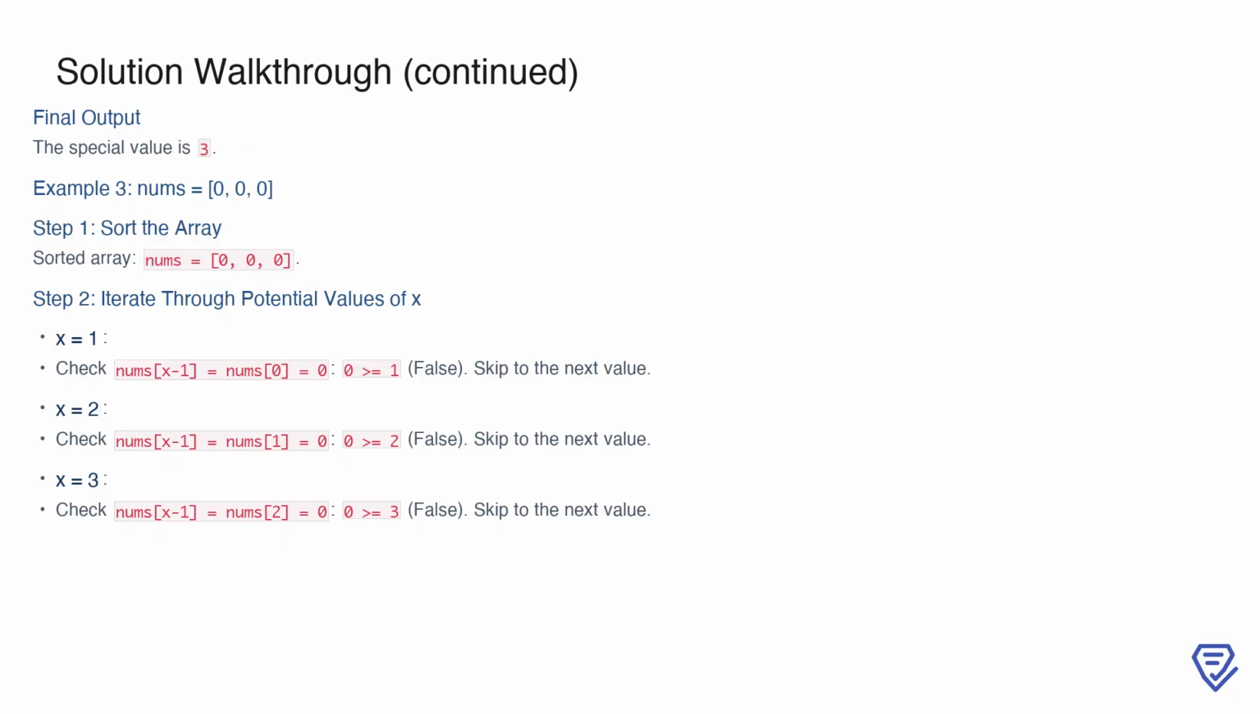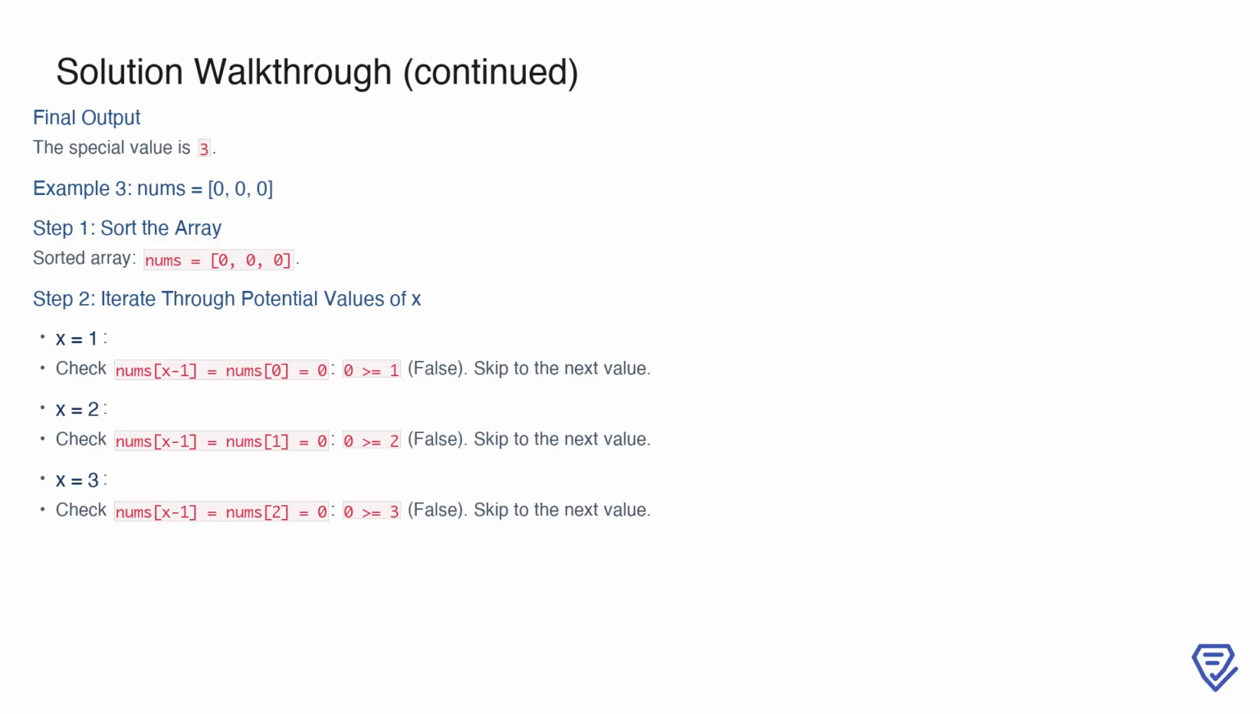Since the first condition is not met, we skip any further checks for this value and move to x equals 2. For x equals 2, we check whether nums[1] = 0 is greater than or equal to x. Again, this condition fails because 0 < 2. Similarly, we skip additional checks and move to x equals 3. For x equals 3, we check if nums[2] = 0 is greater than or equal to x. This condition fails once more, as 0 < 3.